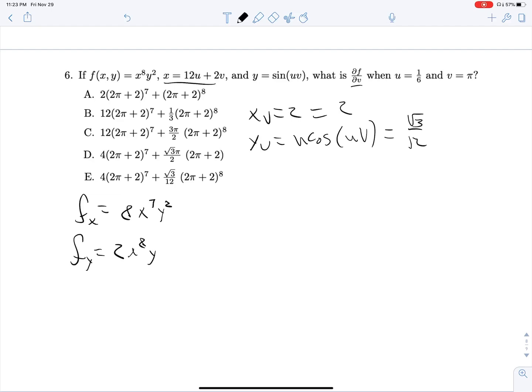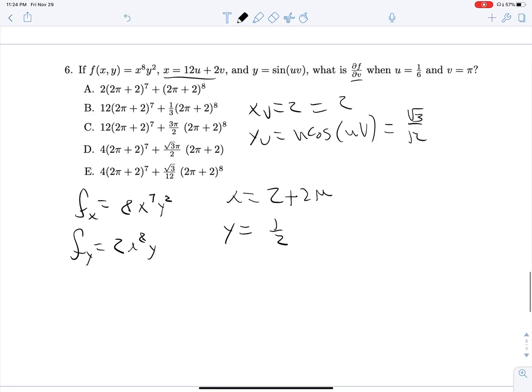Okay, what are x and y? We know that x is 12u, so 2 plus 2 pi. And we know that y is going to be the sine of pi over 6, which will be 1/2. So we can now solve for fx. Fx is going to be 8 times 2 plus 2 pi to the 7th times 1/2 squared, so 1/4, so this is just going to be 2. And then fy will work out to 1/2 times 2, so just 2 plus 2 pi to the 8th.